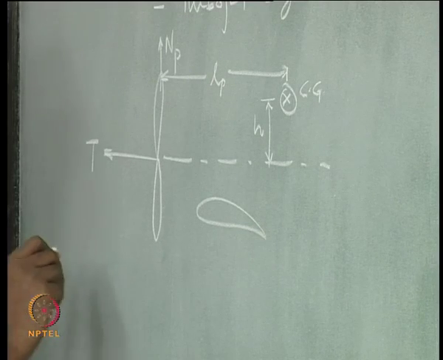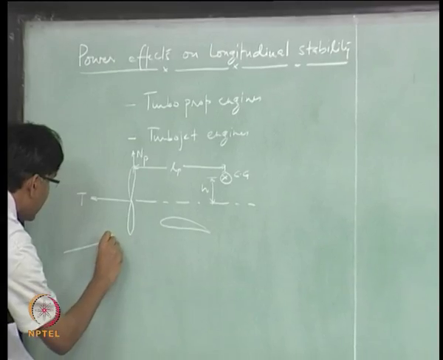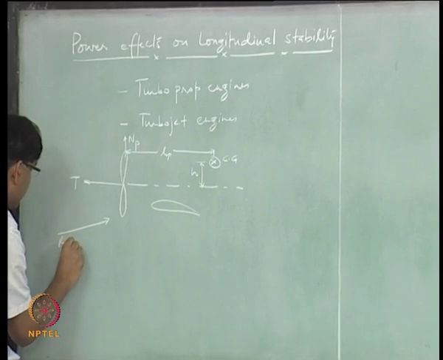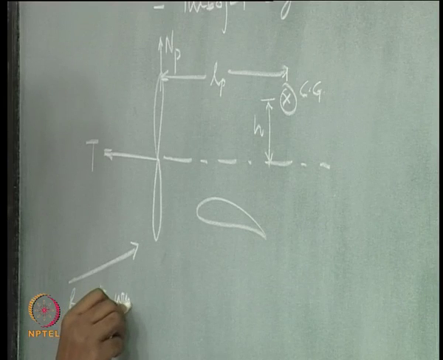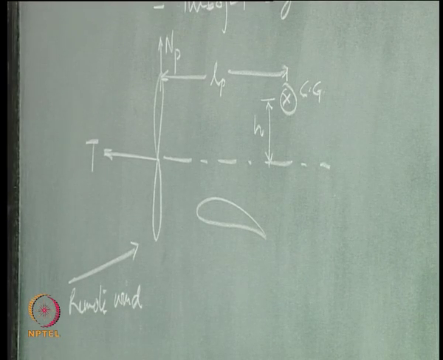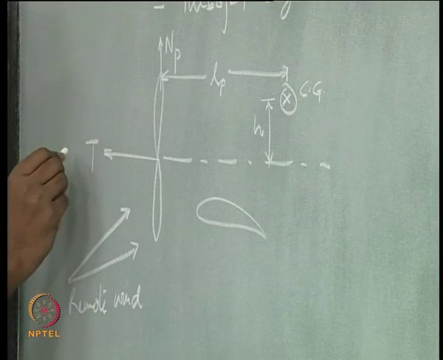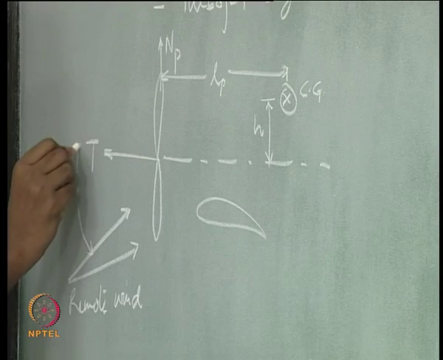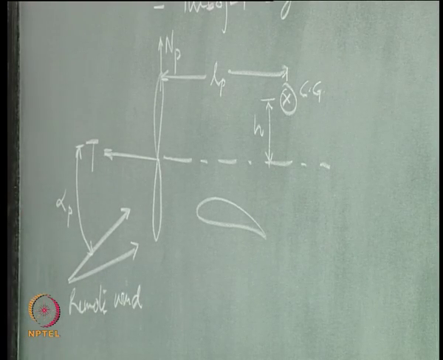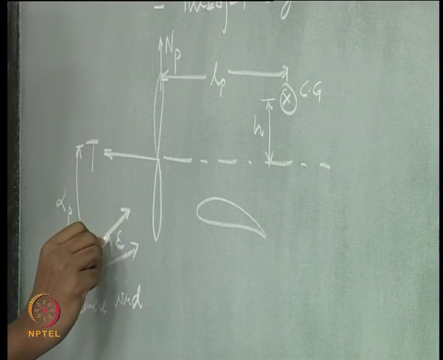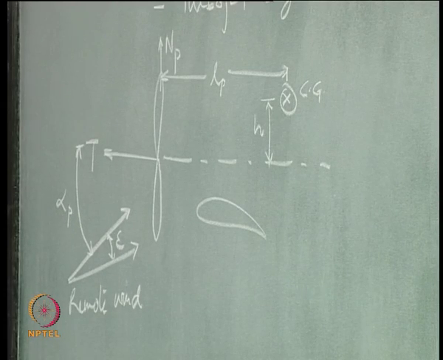So if this is your remote wind direction, what is the effect of upwash? It is going to change the angle of attack, right. So you have angle of attack which is increased because of the upwash at the propeller, right. And this is upwash angle epsilon.